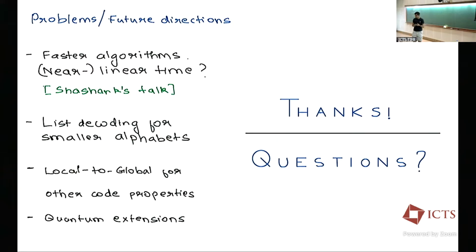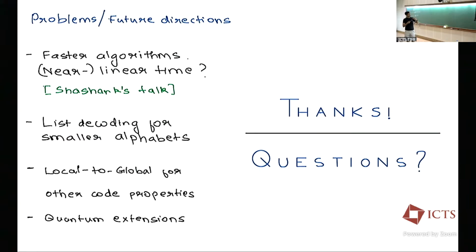And this gives you codes which, hopefully you're convinced, are a fairly simple construction and have optimal list size bounds. I didn't talk about algorithms. The one we have in this paper kind of uses the sum of squares hierarchy, but Shashank will tell you a much simpler and faster algorithm.